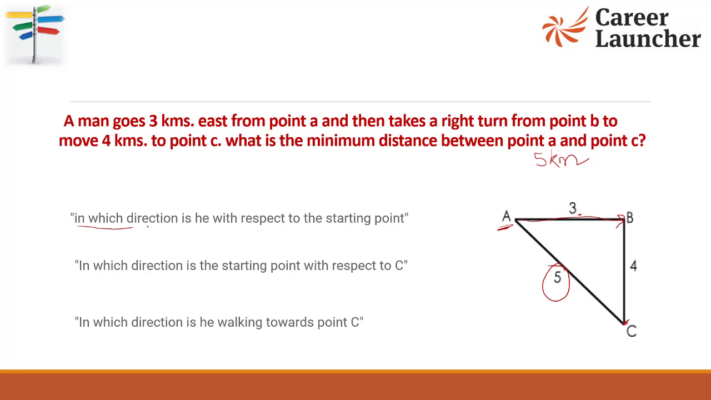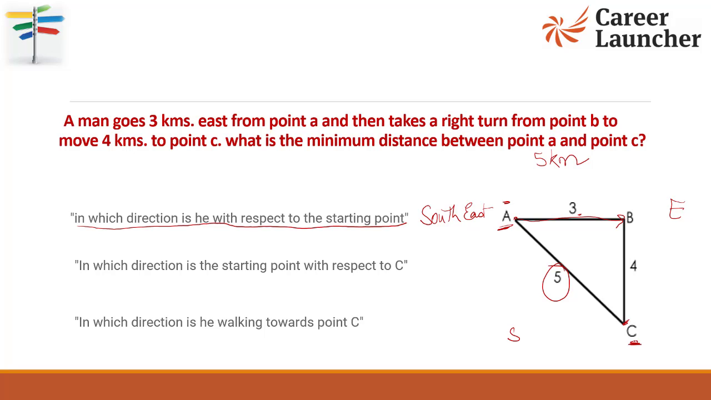Now, in which direction is he with respect to the starting point? His starting point was A and he is at point C. So, if he's standing on point A and looking at point C, he is in which direction? Answer should be south east. Because if I'm standing at point A, this is my east and this is my south, and C happens to be midway between that.